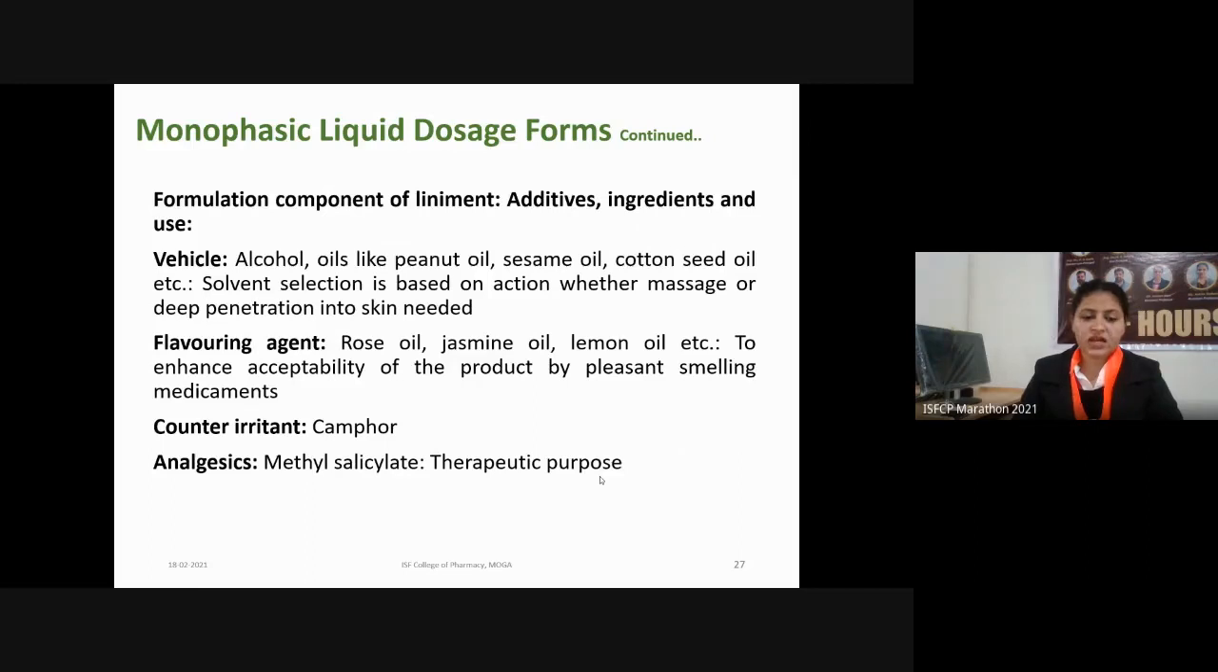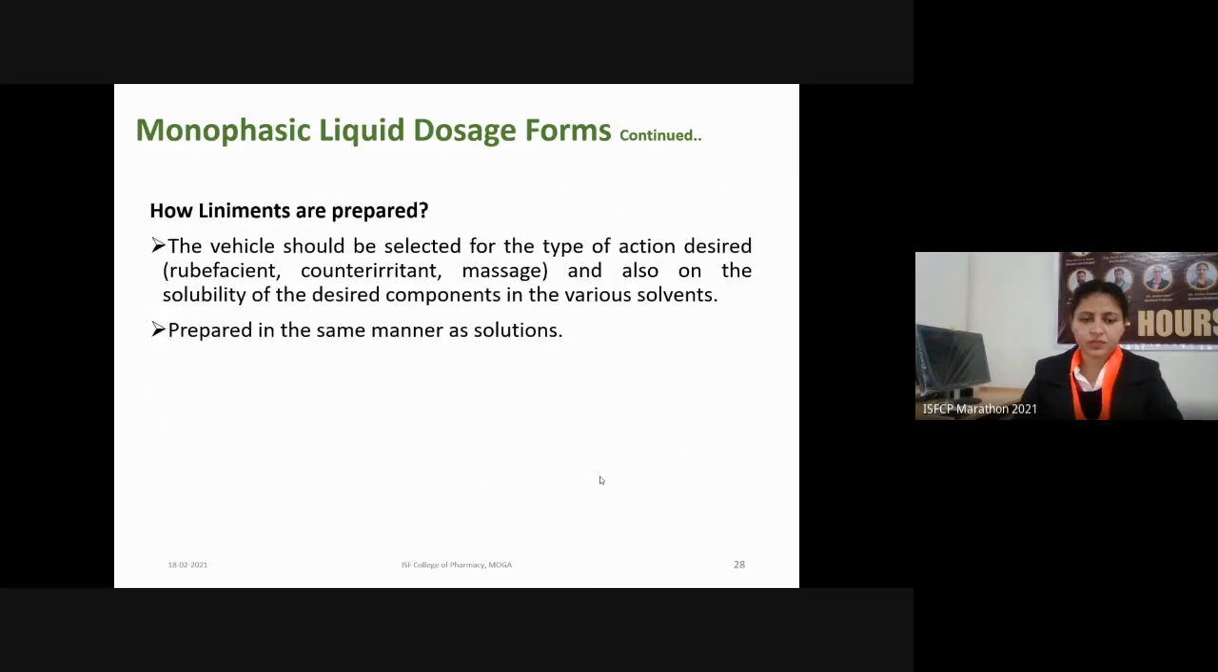The next is counter irritant. Camphor is used as a counter irritant in the formulation of the liniments. Next, these are the drugs. Camphor acts as a counter irritant. For analgesics, meaning for pain relieving, we can use methyl salicylate for the therapeutic purpose. Now, these are the excipients that we have discussed that we can use in the preparation of the liniment.